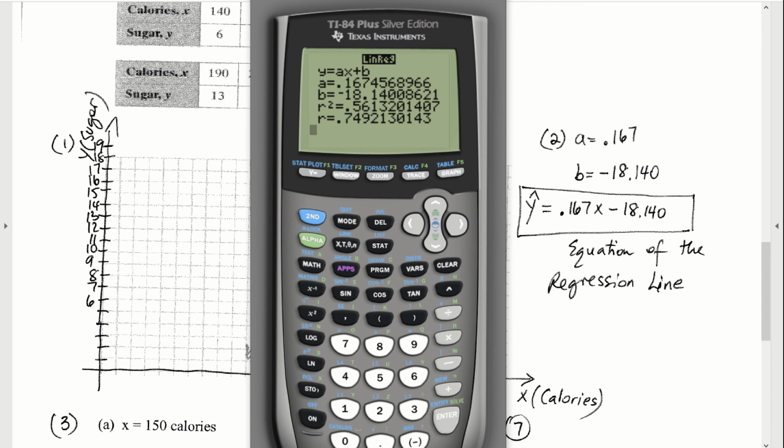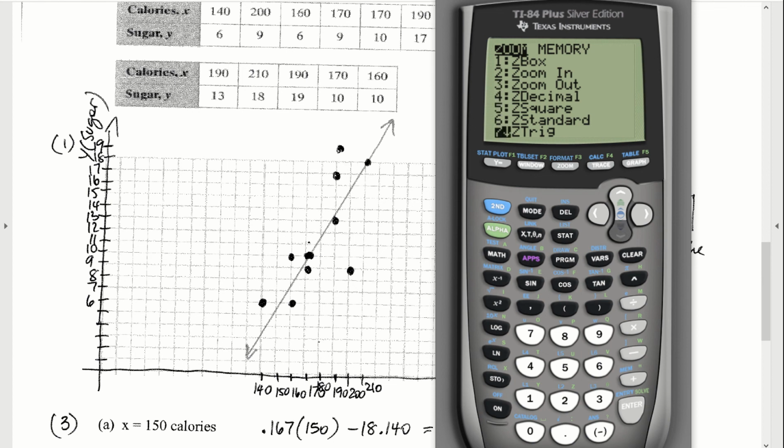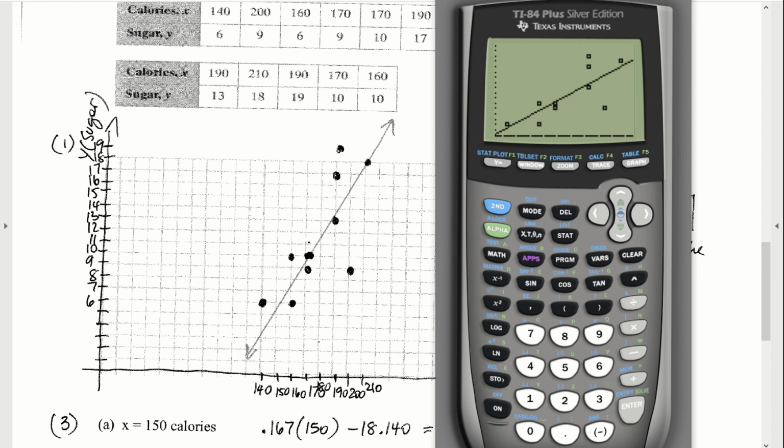If we want to take a look at the graph of this to witness it, go to your zoom. It's a new data set, so we have to reset the window by doing a zoom stat. So middle button zoom, choice 9. And not only do we get the data set, but because we stored the equation, we will also get the line of best fit on the same graph.